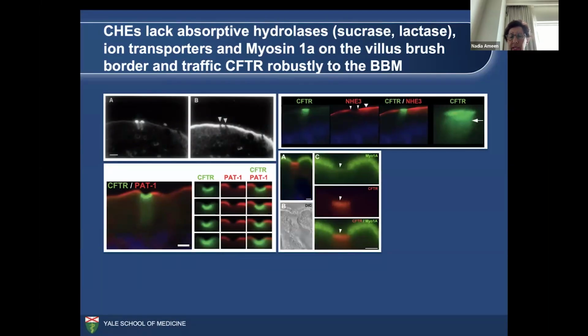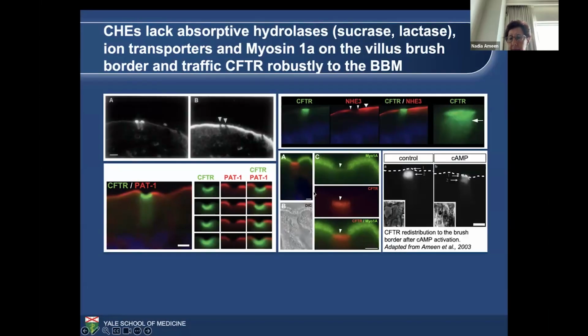And these cells also lacked an important myosin, myosin 1A, which we had shown in the mouse villus epithelium is responsible for the trafficking of CFTR into the brush border. But in the rat, these cells do not have any myosin 1A. But they are able to traffic the CFTR into the apical membrane and the brush border upon cyclic AMP activation. So the question was always, if these cells are trafficking the CFTR, how is the CFTR trafficking into the brush border if the cells lack the important myosin that is the motor that moves the vesicles containing CFTR into the brush border? So that remained elusive.